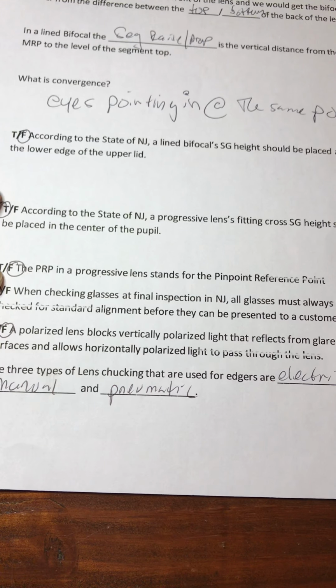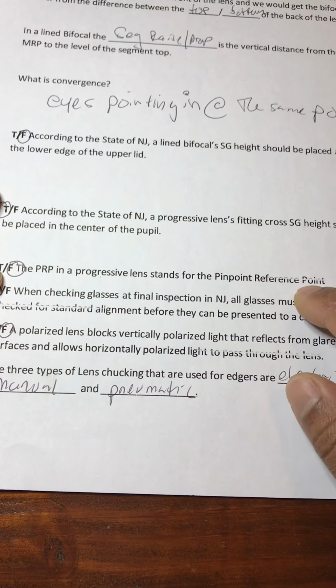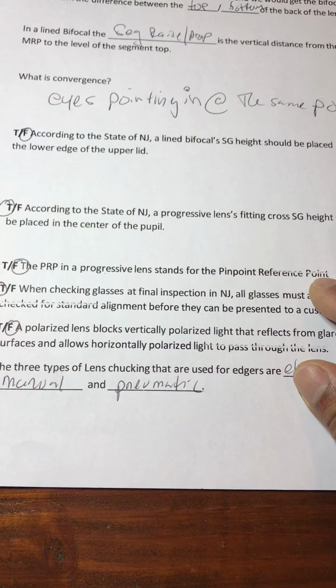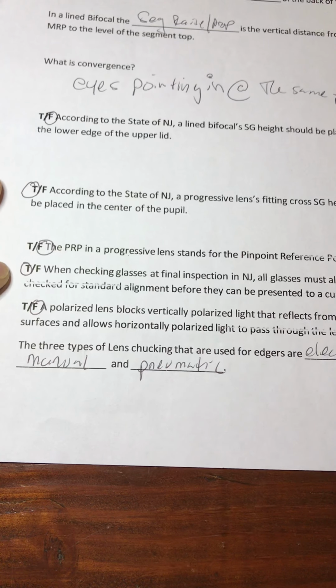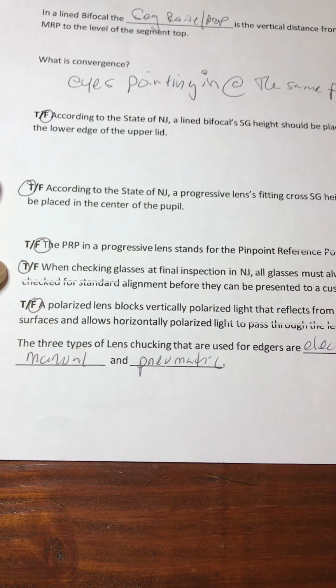I guess maybe that was a duplicate as well. Next one, the PRP in a progressive lens stands for the pinpoint reference point. That is absolutely false. That's the prism reference point. Next one, when checking glasses at final inspection, all glasses must be checked for standard alignment. That's true, as I stated before.